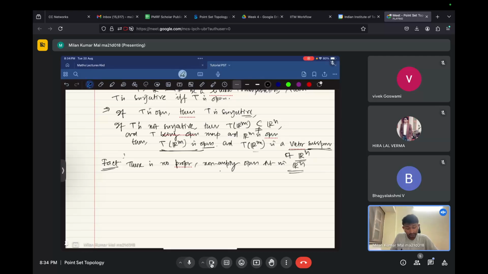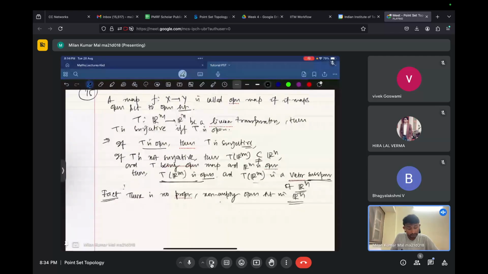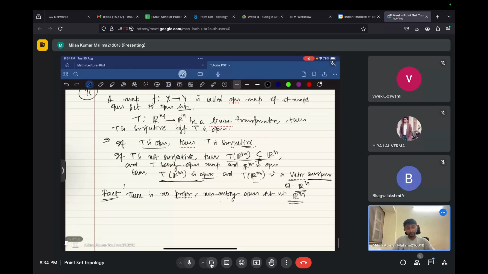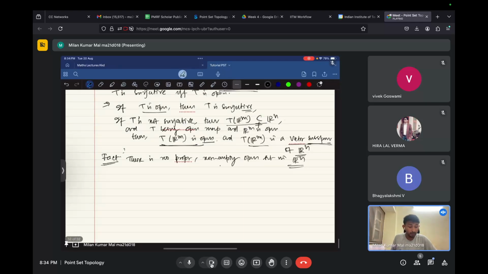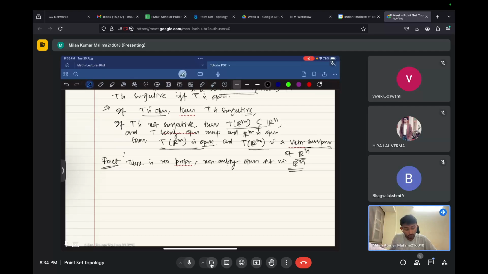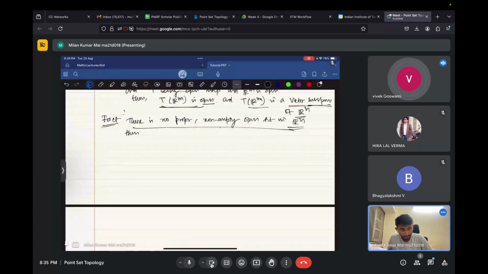So what I want to say is that if T is open, then T is surjective. Why? If T is not surjective, then T of R to the power n is a proper subspace of R to the power n. But T is an open map and R to the power n is an open set, so T of R to the power n is open. Also, T being a linear transformation, T of R to the power m is a vector subspace. So the fact is that there is no proper non-empty open set in R to the power n that is a subspace. Should I prove this fact, or just leave it? We can leave it for now. I think that will be better, because I just want to go a little over.